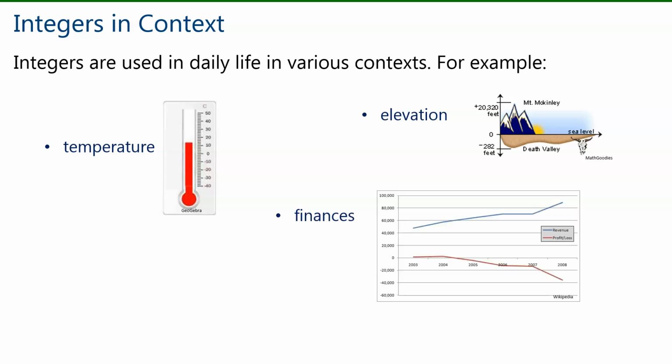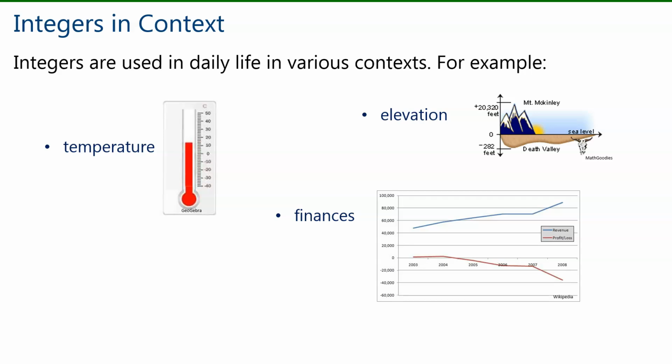Now in finances, there are lots of different terms that can be represented using integers. If a business reports a profit for the year, that is positive. If there's a loss, that is negative. If you deposit money into the bank, that would be a positive. If you withdraw, you take money out, that would be a negative.